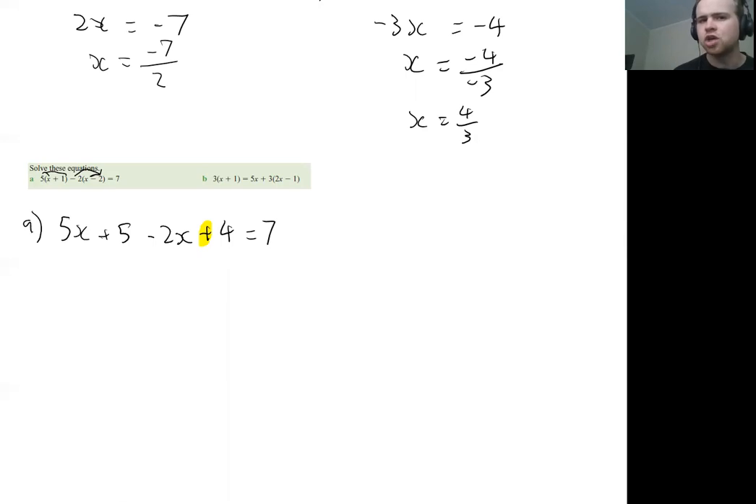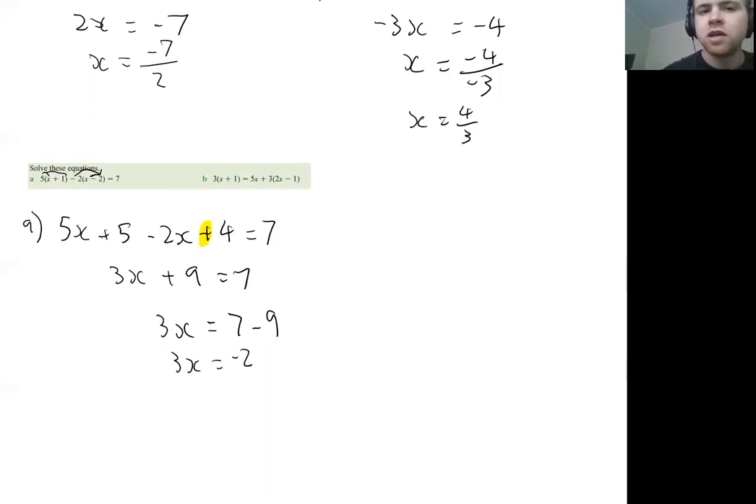Now we're going to collect like terms before we rearrange as well. So 5x minus 2x becomes 3x, plus 5 plus 4 becomes plus 9. And then we're going to rearrange it like we did before. So reverse BIDMAS order, get rid of the plus first. I'm going to leave it as 3x equals 7 minus 9. So 3x equals minus 2. And then the opposite of timesing by 3 is dividing by 3. So it's going to become x equals minus 2 divided by 3, or minus 2/3. And we've finished our equation.